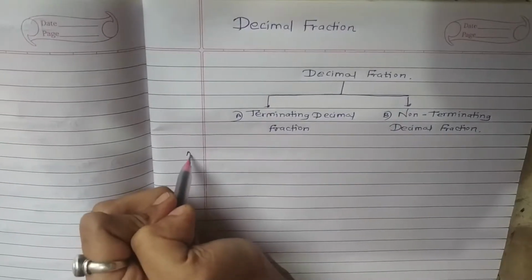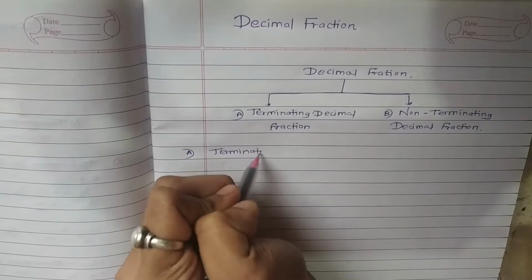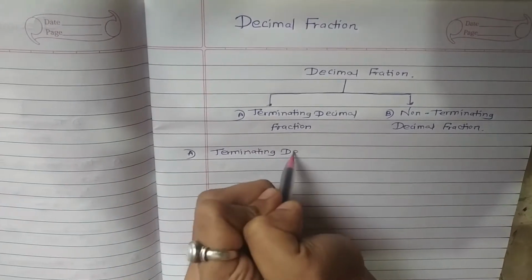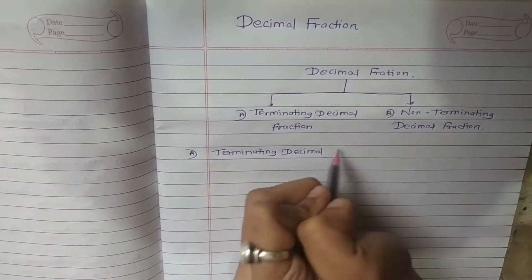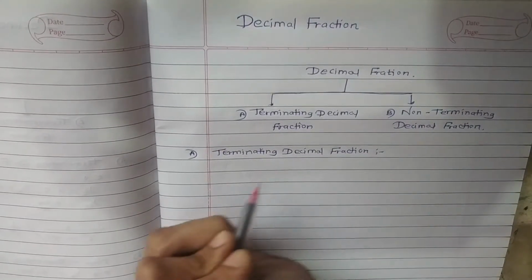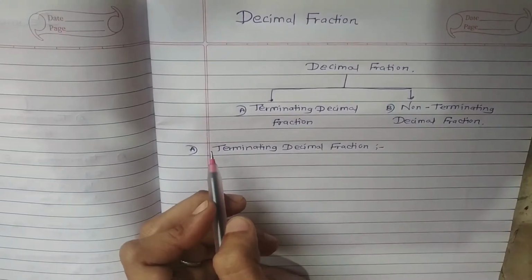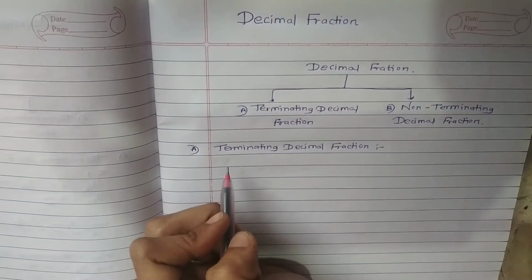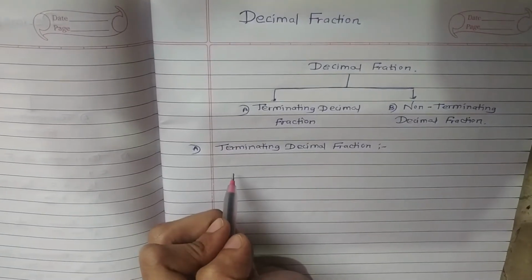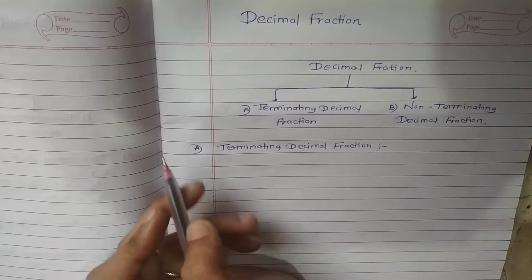First we will see what is terminating decimal fraction. What is terminating decimal fraction? These decimal numbers have a finite number of digits after the decimal point. That means the number of digits after the decimal point of these numbers are countable.